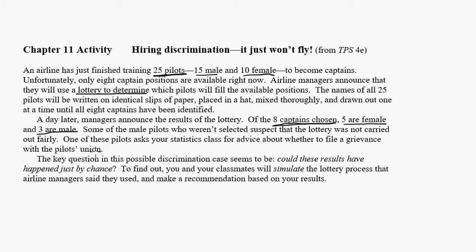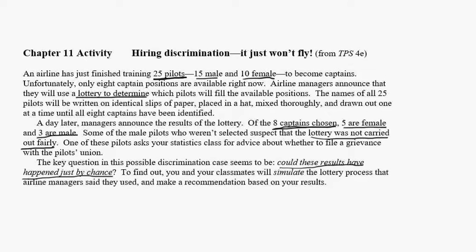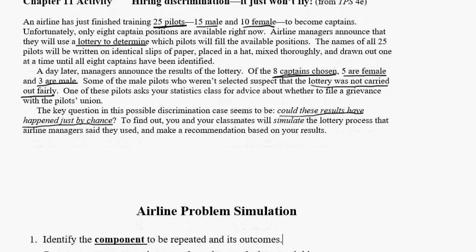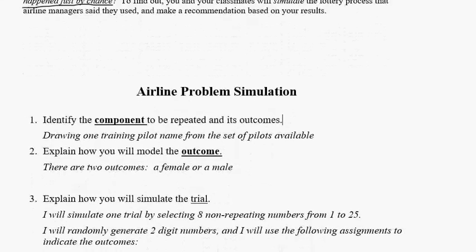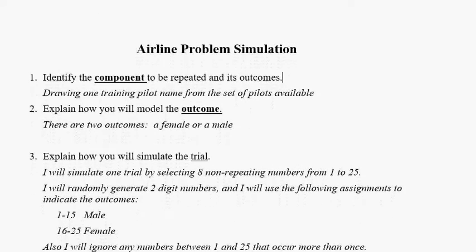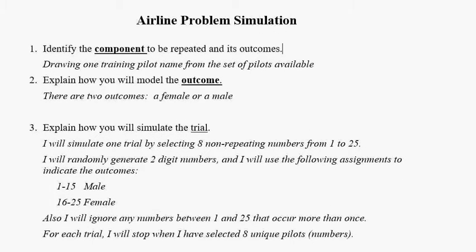What happened was that some of the males were suspect that the lottery was not carried out fairly. In other words, it wasn't random. So what we want to know is, could these results have happened just by chance? So we want to do a simulation. In this particular problem, we're not going to calculate a probability. We're just on our own. We're going to do a simulation and use that as our evidence.